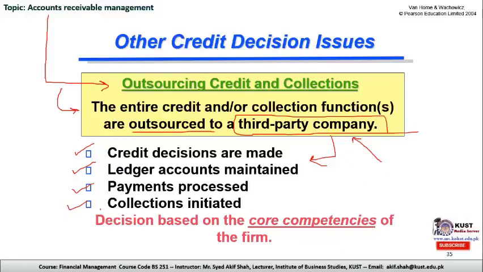So these decisions are based on the core competency of the firm. If the firm is quite well able to manage their account receivable efficiently, then there is no need to go for outsourcing your credit and collection department. However, if the company is poor in collecting the account receivable or cannot manage their account receivable well, they are going to adopt the outsourcing credit and collection option.